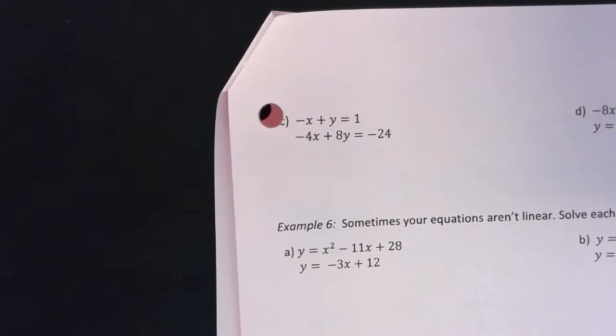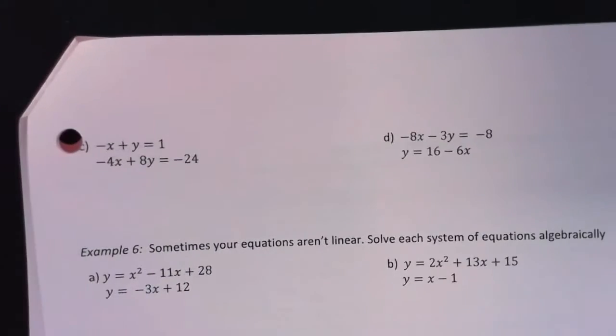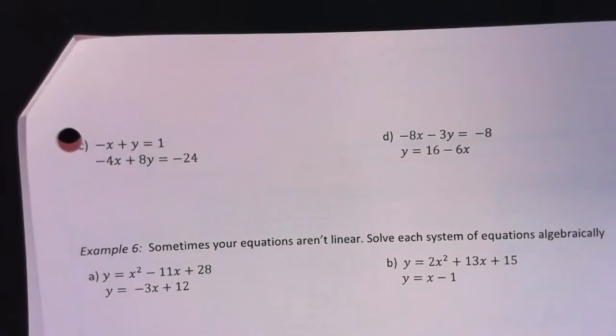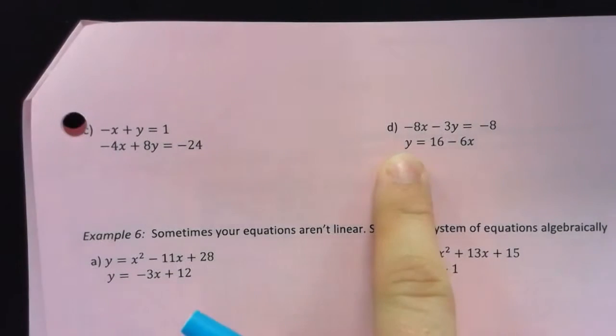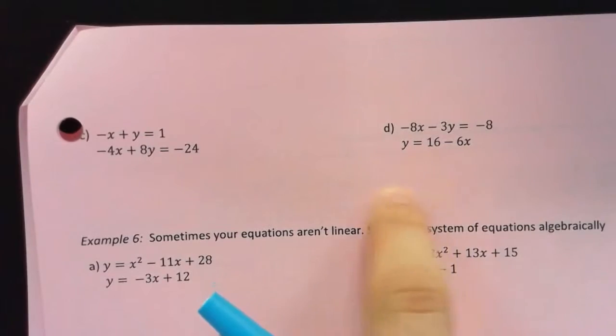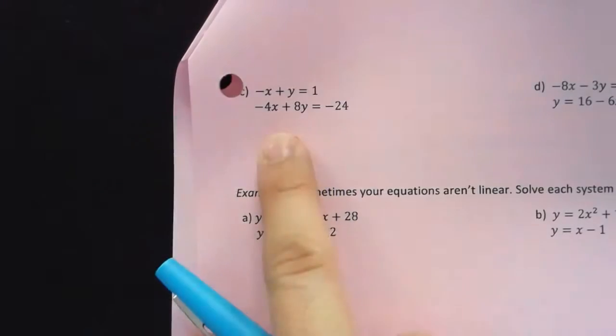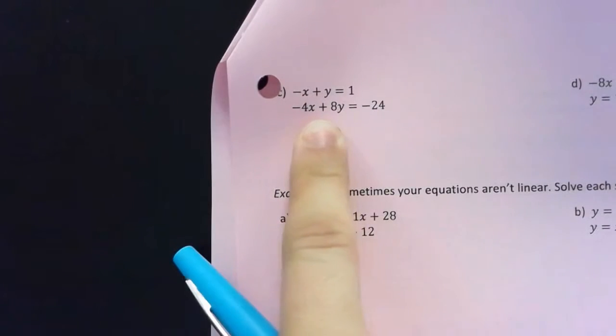On part C, what do you want to do? If I'm comparing C with D, if I want to eliminate on one of them, or if I want to use the substitution on one of them, which one would be easier to do the substitution on? Probably D, right? Because y is already alone. I'm not going to manipulate that back so that I can eliminate. Y is already by itself, so let's do this one by elimination.